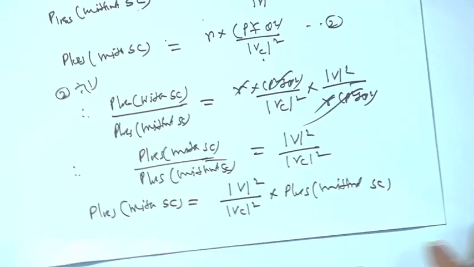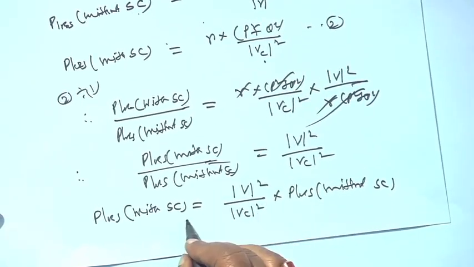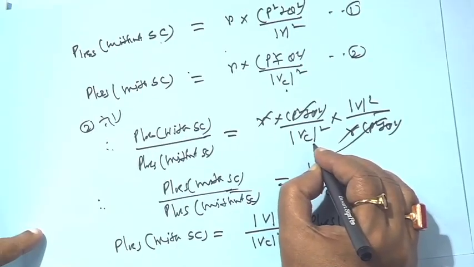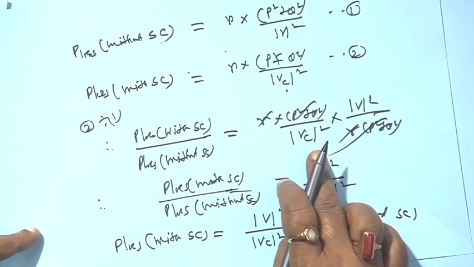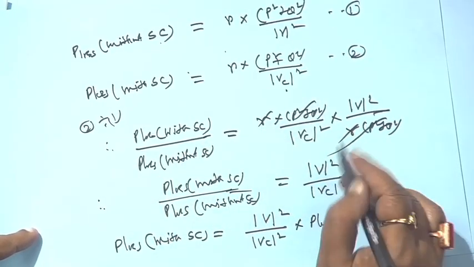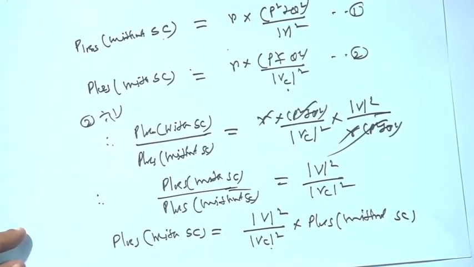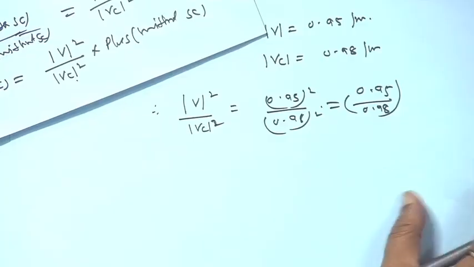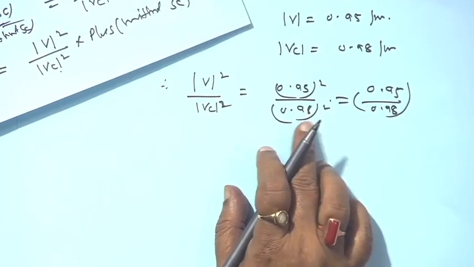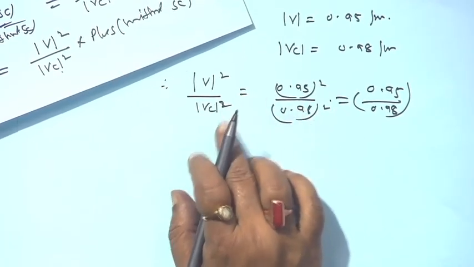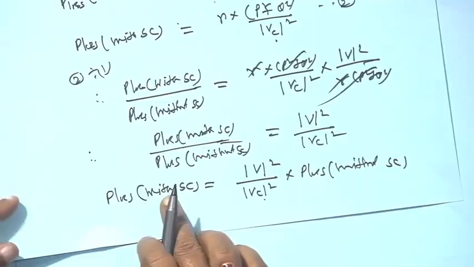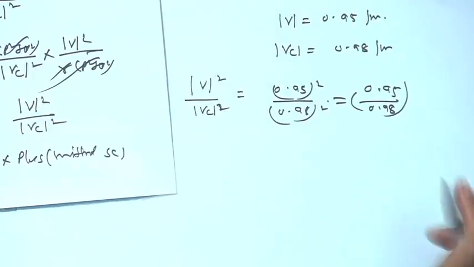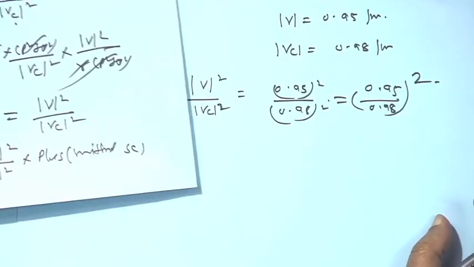That is P loss with series capacitor and P loss without series capacitor. So, just a minute, P loss with series capacitor is equal to this one into this one. So it is V square upon Vc square. If you take Vc is 0.98 and V square as this, you can find out what will be P loss with series capacitor. This is square, right.